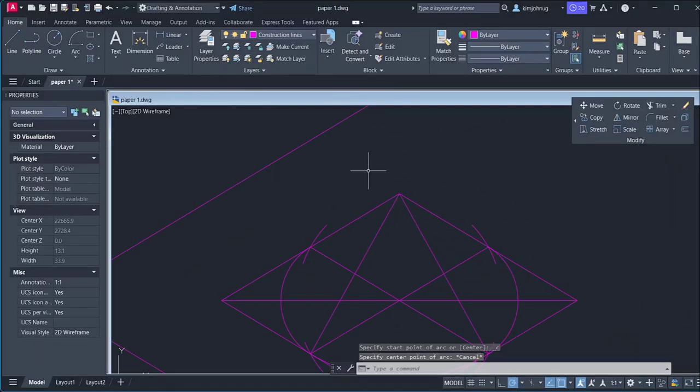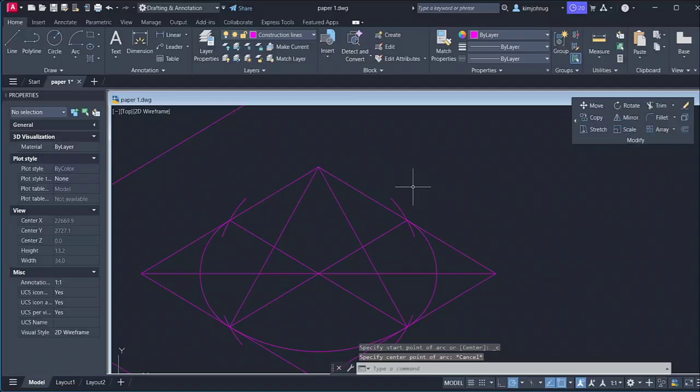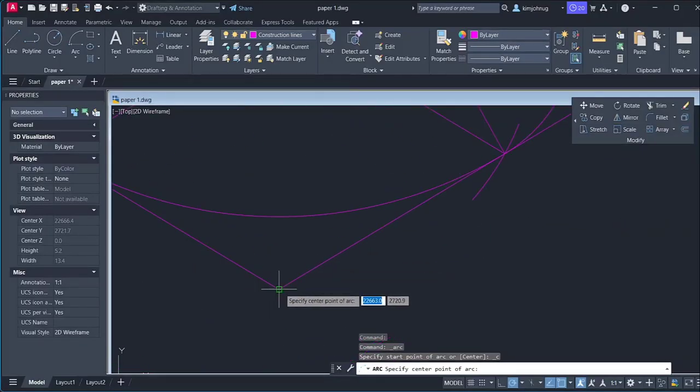Anyways, guys, if you don't want to repeat a command you already used, like an arc, you can sometimes press enter, right? It repeats the command which has been recently used. So the center for this side, it's here.